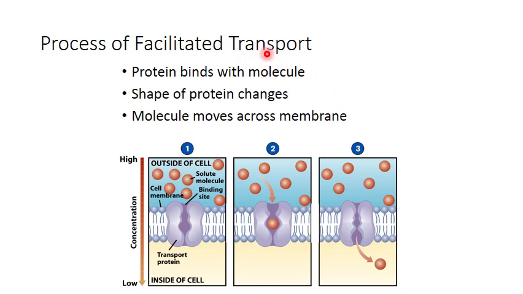And here's the process of facilitated transport. The protein binds with the molecule at the binding site, and the shape of the protein changes. Notice how there's kind of a double curve, kind of like a violin or something, and then the shape changes, and then the molecule moves into the membrane. Isn't that the same thing as endo? Very similar, but this does not use ATP. So this does not use energy.